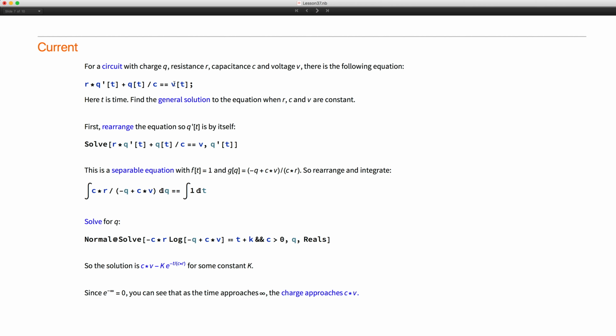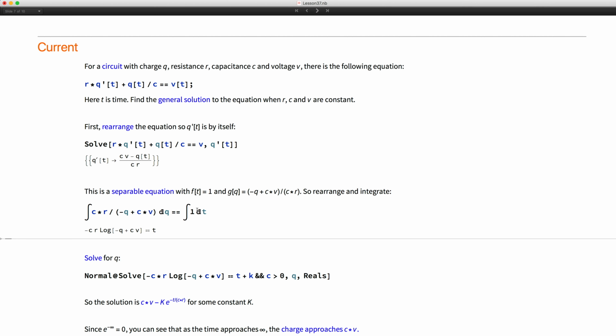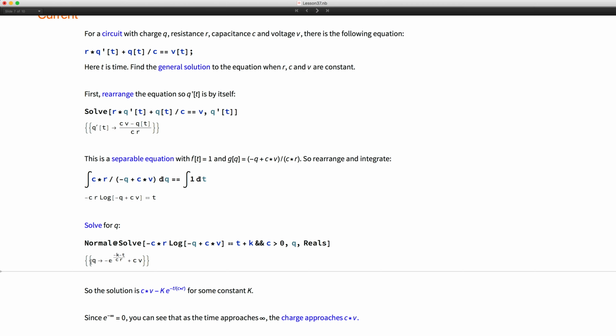Now, of course, if V depends on T, that's much harder. So we'll assume that V itself is a constant. So you've got constant resistance, capacitance, and voltage. And in that situation where V does not depend upon T, you can solve for Q prime, and then you see things are separable over here, so you separate the equation and get an expression for T in terms of everything else, but you want to solve for Q, so you solve for Q, and the normal way just means that you're ignoring some conditions on Q.